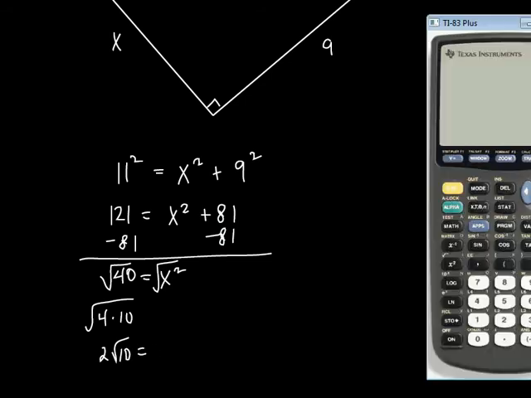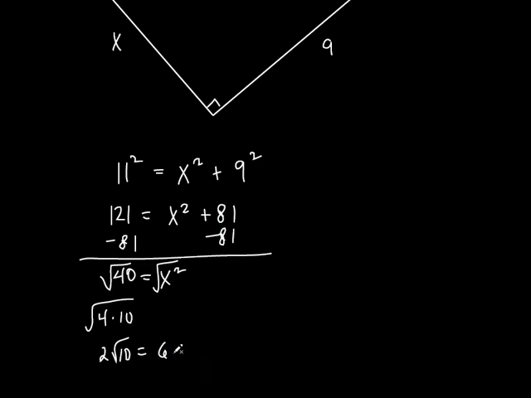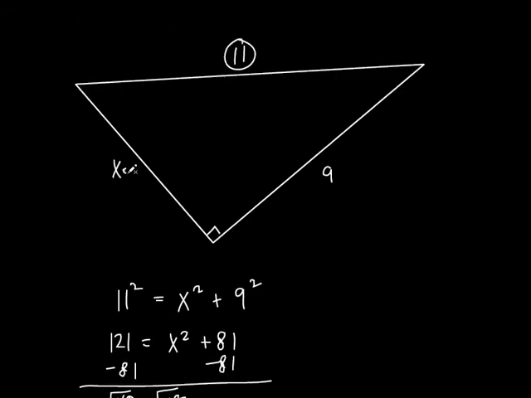Or if you wanted to put that into a calculator, you could. The square root of 40 equals 6.3. So approximately 6.3. Make sure your answer makes sense. What if your answer was bigger than 11? You knew it would be wrong, wouldn't you? Because the hypotenuse has to be the longest side, so make sure you do that.